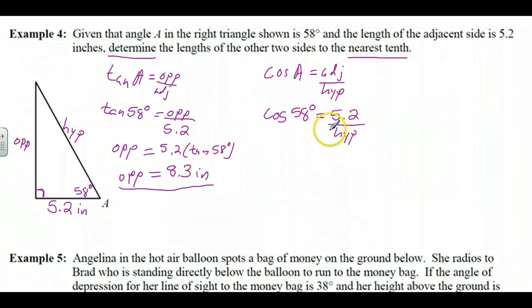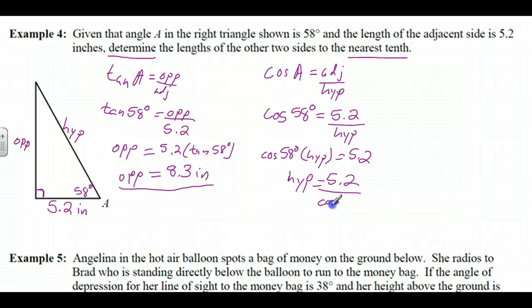And I'm going to give you a quick way. Well, I'll show you the slow way and then the quick way. So what we would do is multiply both sides by hypotenuse. So say cos 58 degrees times the hypotenuse is equal to 5.2. To isolate hypotenuse, we'll then divide by cos 58 degrees. So hypotenuse is 5.2 divided by cos 58 degrees.